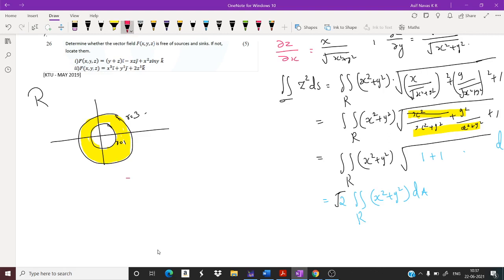Okay. Now how to do this problem? Double integral root 2 into double integral over R of x square. So this is something like a circular region. Then which format is useful? Either we can use Cartesian form or polar form. Which one is better when it is a circular region? Polar form. Okay, polar form.